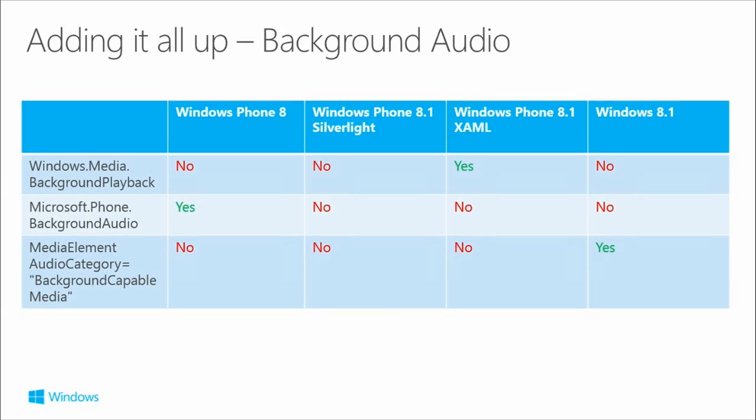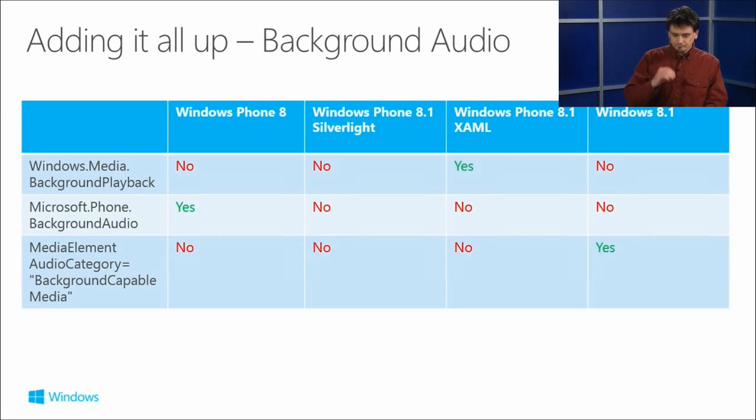And lastly, this is the fun, tricky one, the background audio. The background playback that I just demoed is available in Windows Phone 8.1 XAML only. That is the only place it exists. For Windows Phone 8, we had Microsoft.phone.background audio, but that did not come in to Windows Phone 8.1 Silverlight. So if you are building a Silverlight application and you want to use background audio, you need to stick with Windows Phone 8 for now. If you want to use the background playback API, you're moving to XAML.